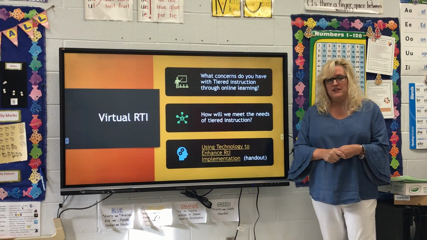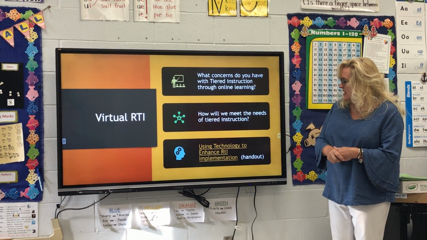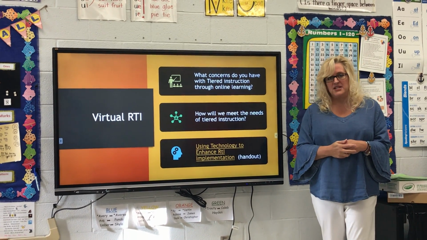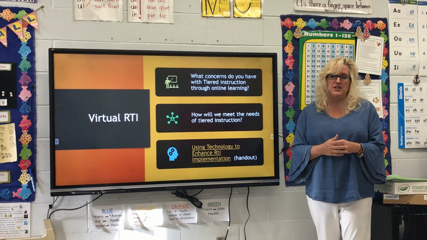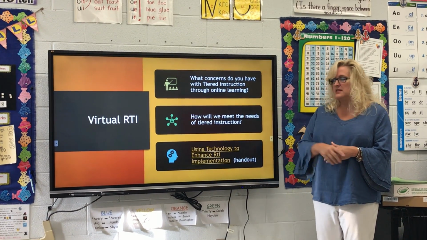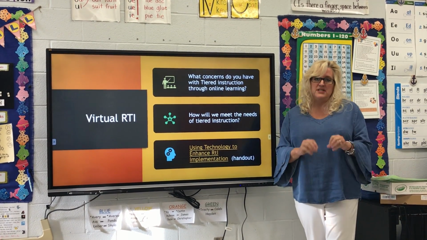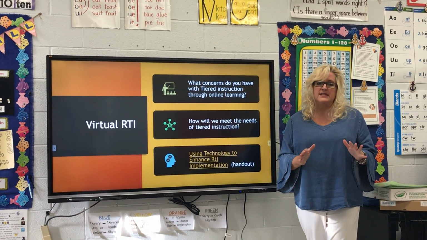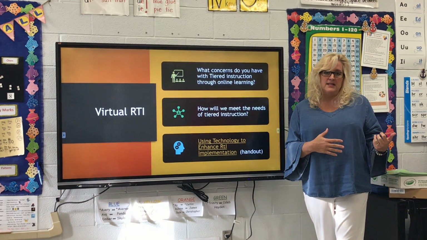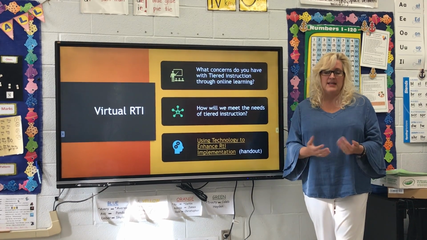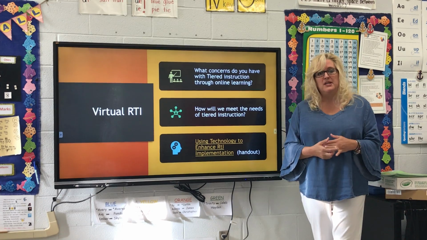I have a handout here for each of the teachers, and this is actually referencing a blog, using technology to enhance RTI implementation. And this is an RTI blog that gave great information on how to use technology. This handout in particular really discusses how you can use technology in a traditional setting, which is wonderful because that's what we need to start doing, so that when we go to a quarantine or a blended setting, we are prepared for that. And we also need to be using some of those things in our online learning. We need to be able to implement those.